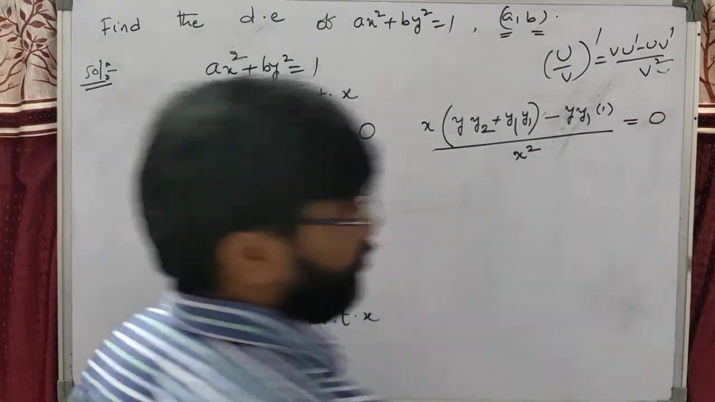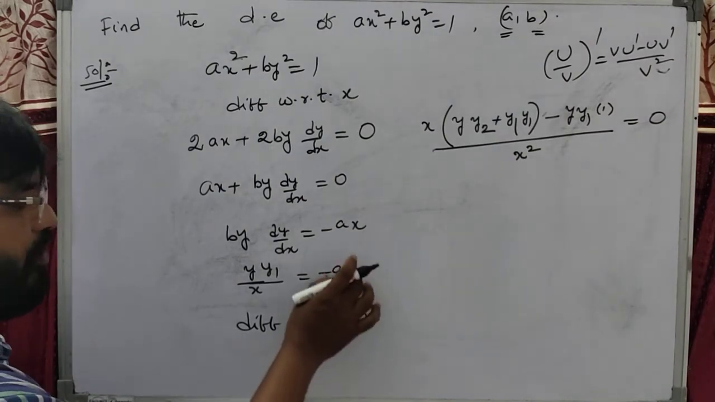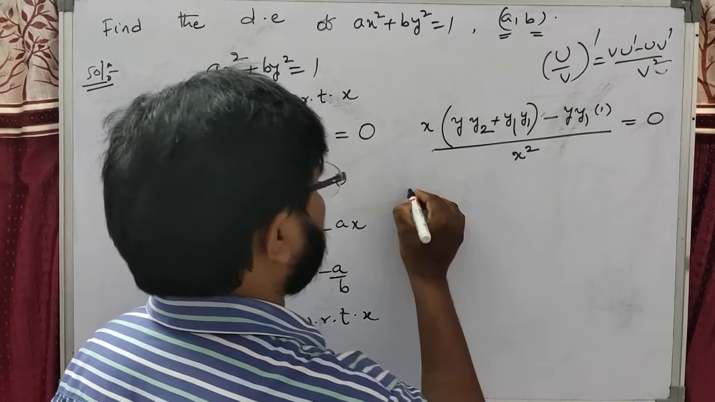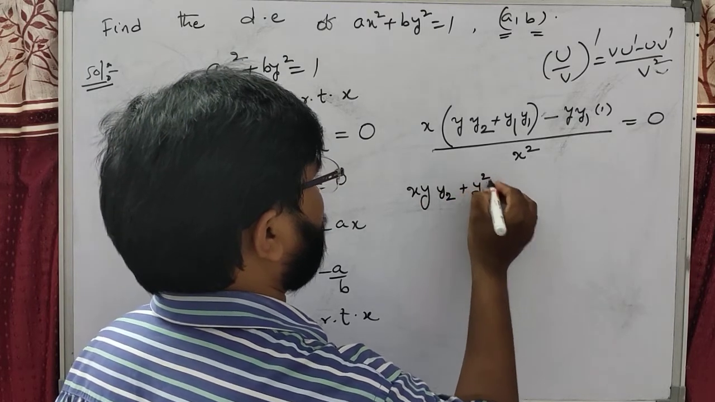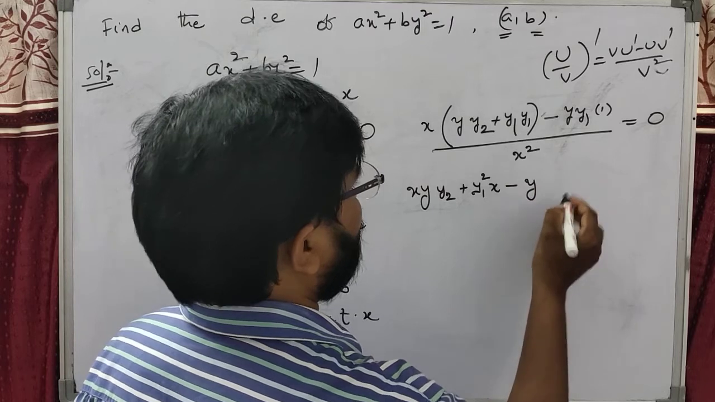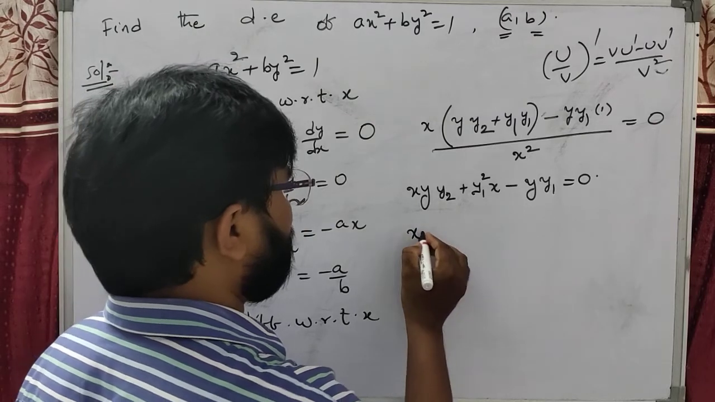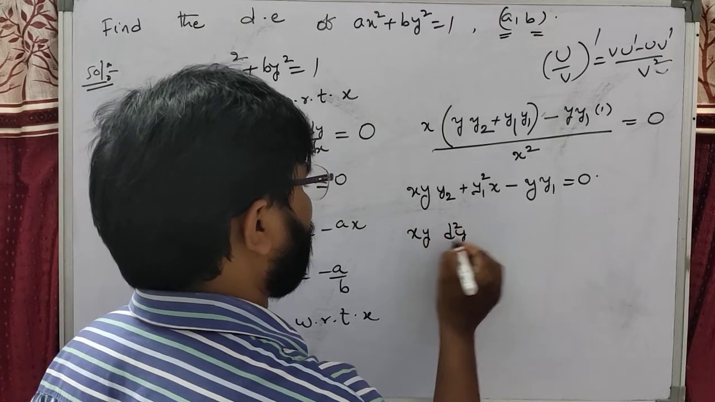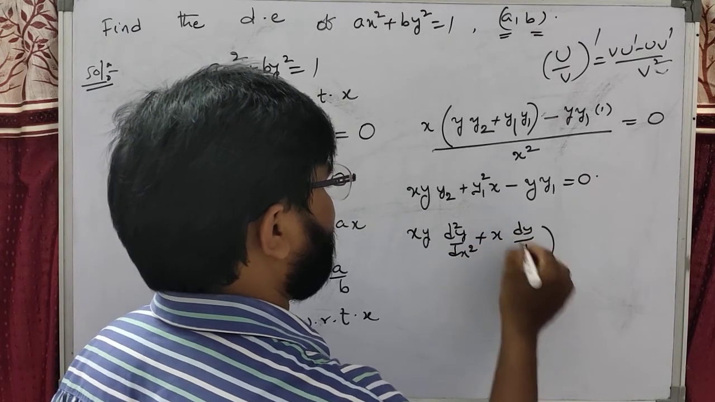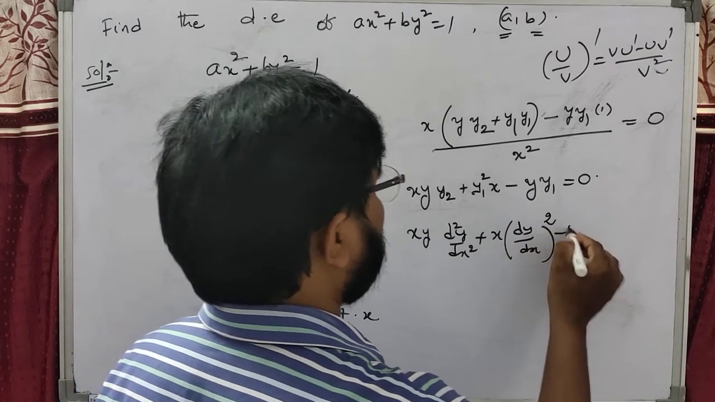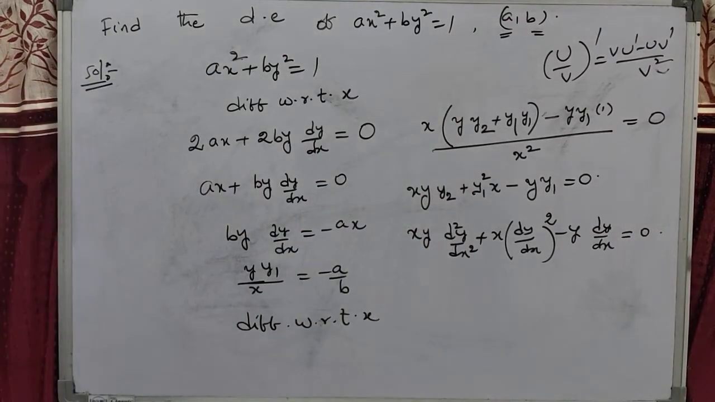Now this is equal to 0, since the derivative of minus a by b is 0. Dear students, we can write x y y2 plus x y1 square minus y y1 equal to 0. Now we can write: x y d square y by dx square plus x into dy by dx whole square minus y into dy by dx equal to 0. Okay, students.